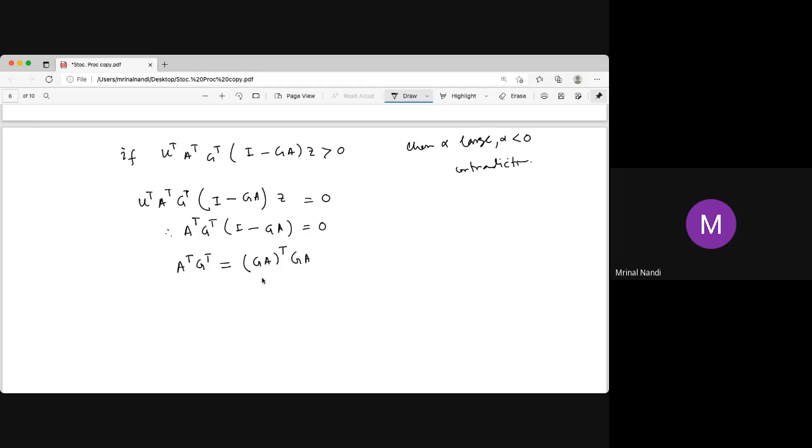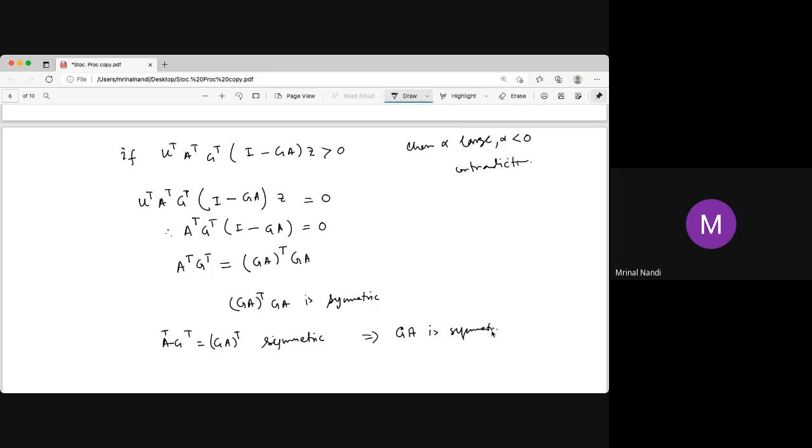Now, is it proved that GA is symmetric? Yes, because we know for any matrix A, A transpose A is symmetric. So GA transpose is a symmetric matrix. We know for any matrix A, A transpose A is symmetric. So this is symmetric. That means your A transpose G transpose, which is nothing but GA transpose. So GA transpose is symmetric. And the transpose of a symmetric matrix is symmetric, so A equal to A transpose. And that implies actually GA is symmetric. And that's completely simple.